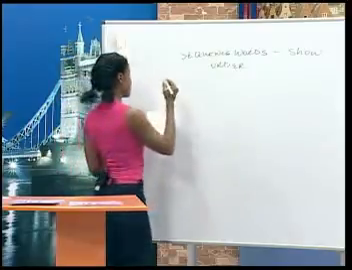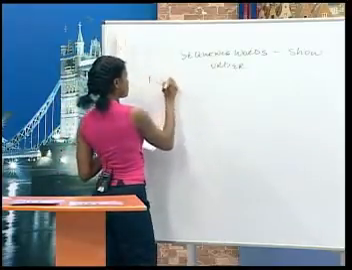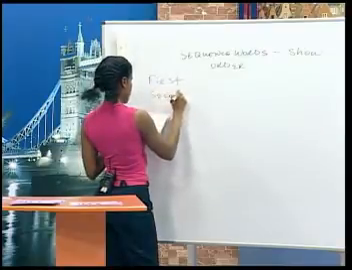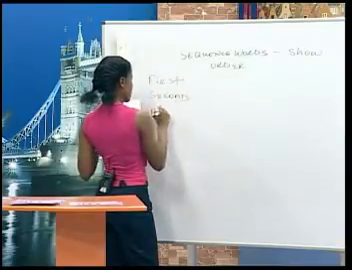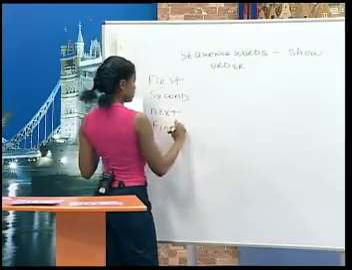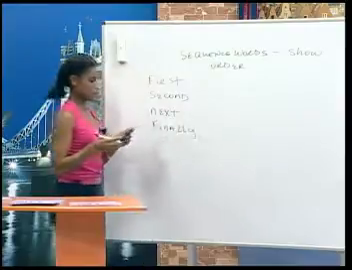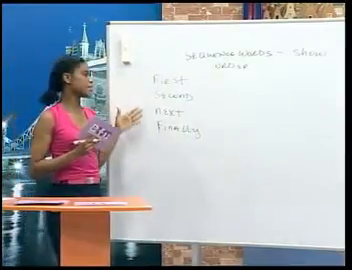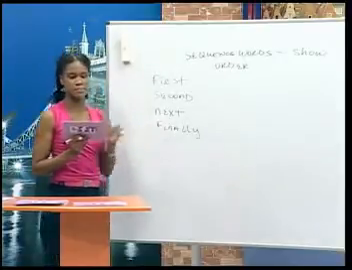Some examples of sequence words are first, so of course something happened first, second, next, finally. Okay, so first, second, next, finally.